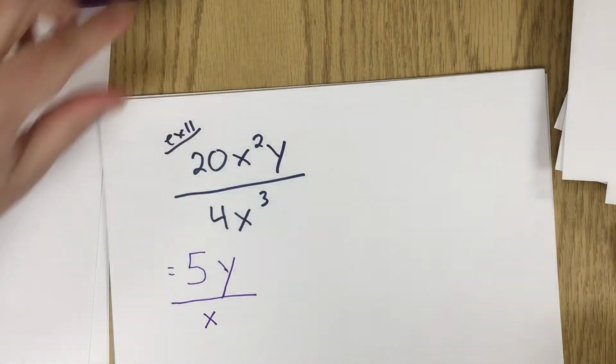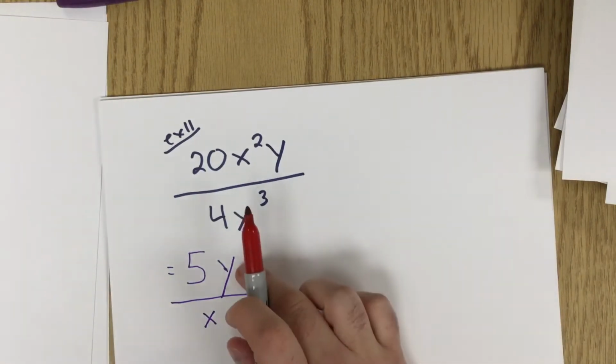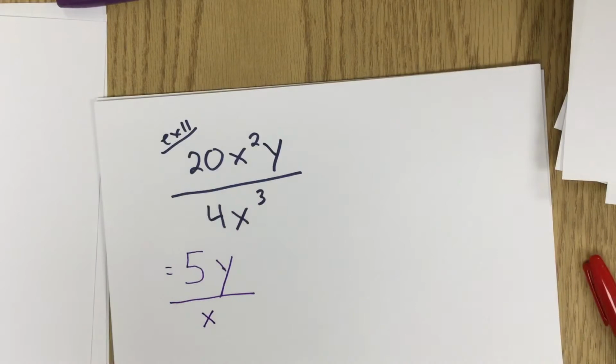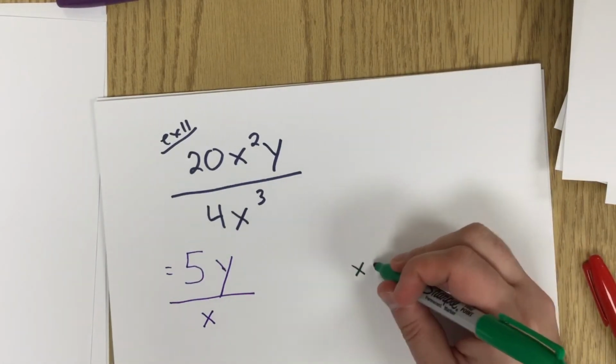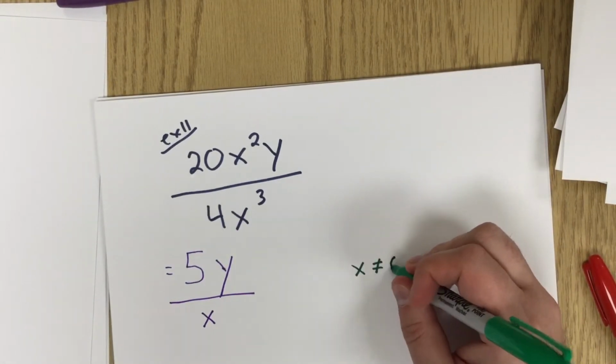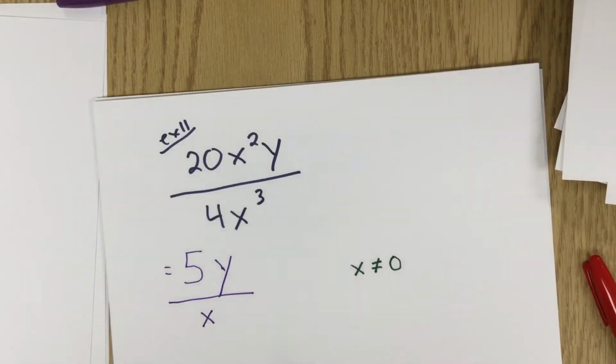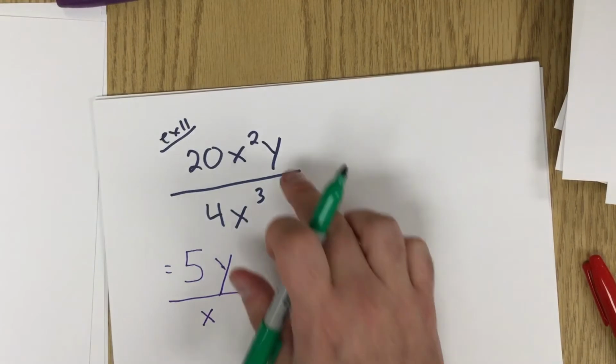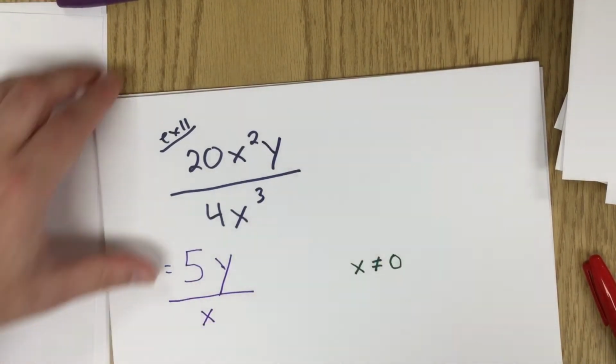Now the restrictions are just that the bottom cannot be equal to 0. So if the y is 0, that's not an issue. So the only restriction here is going to be x is not equal to 0. Because if x is 0, then that's the bottom. And these are equivalent expressions. So that is equivalent to this one over here.